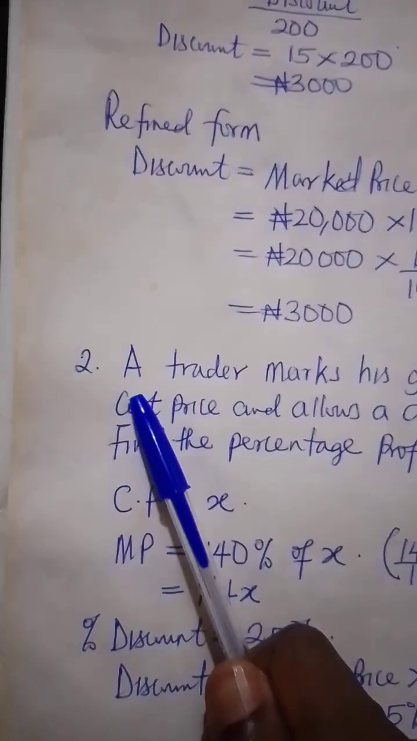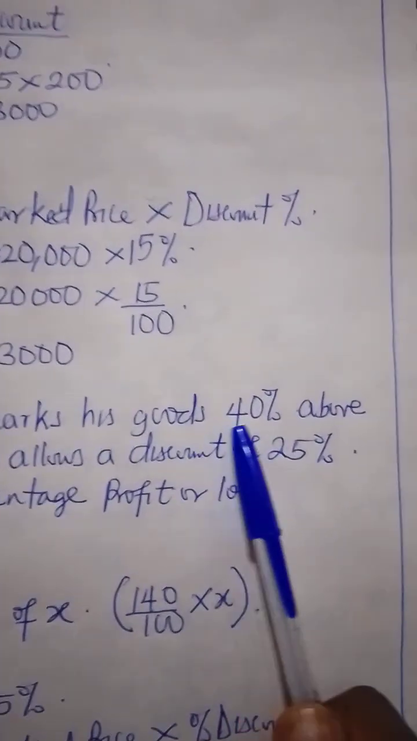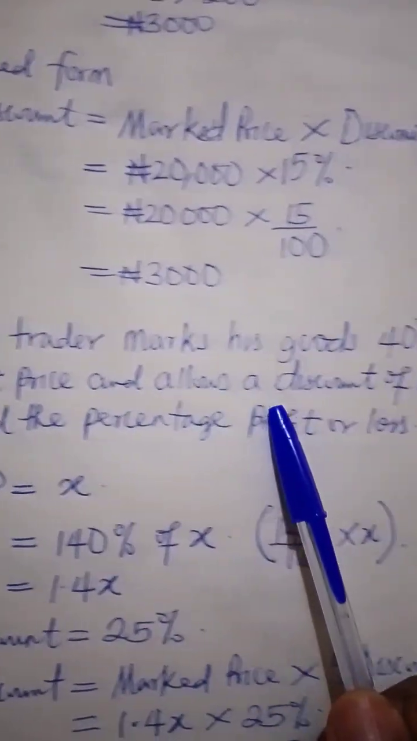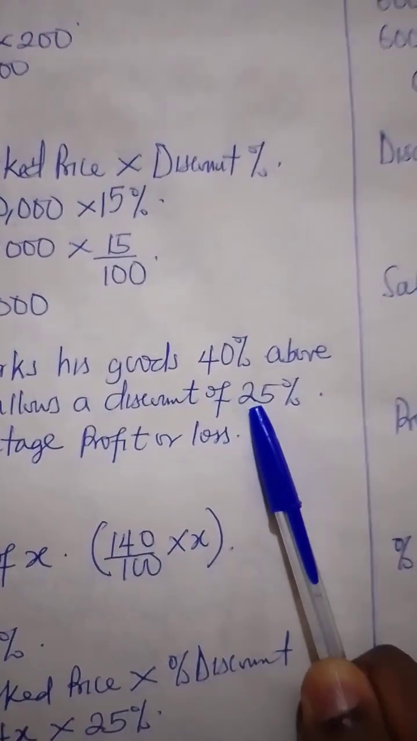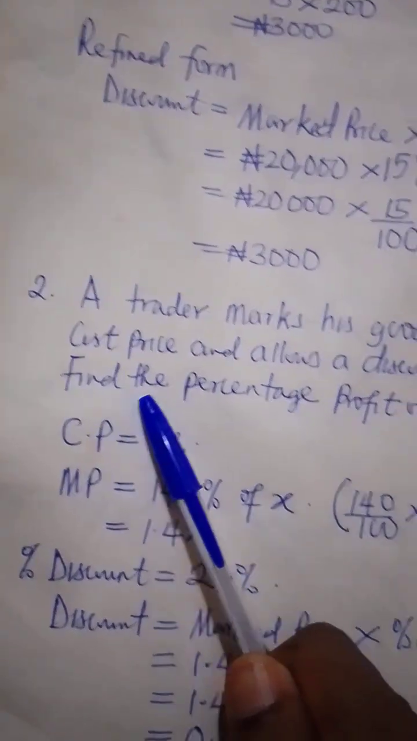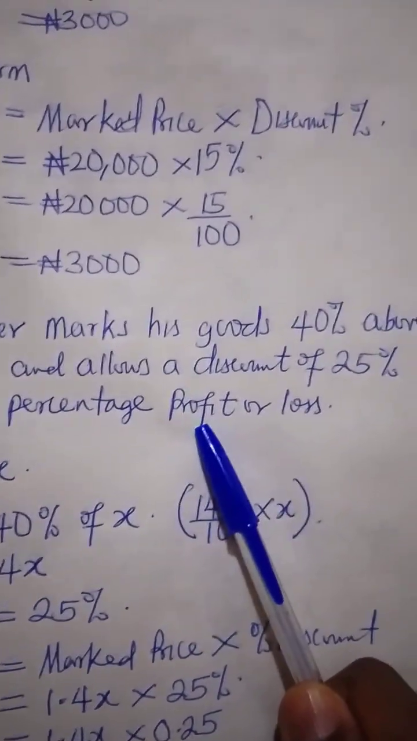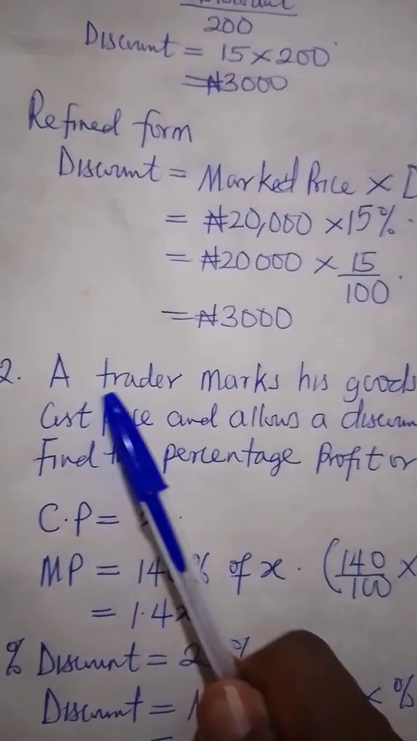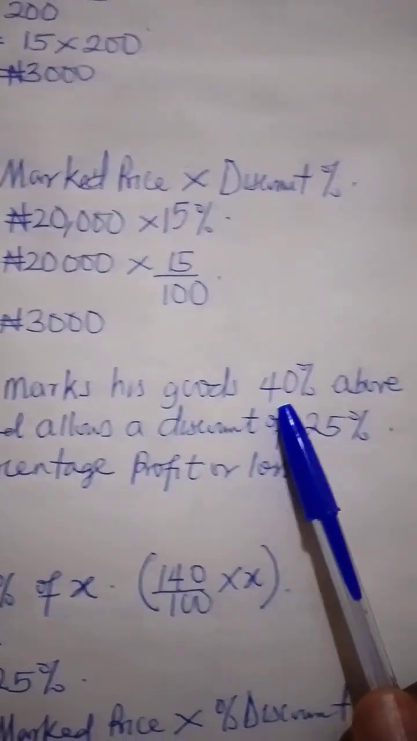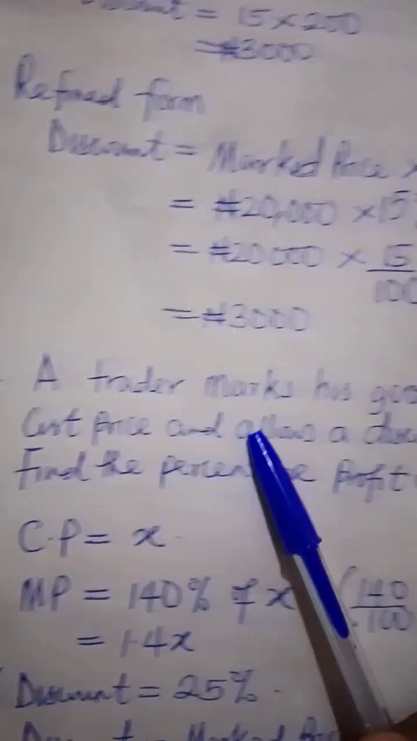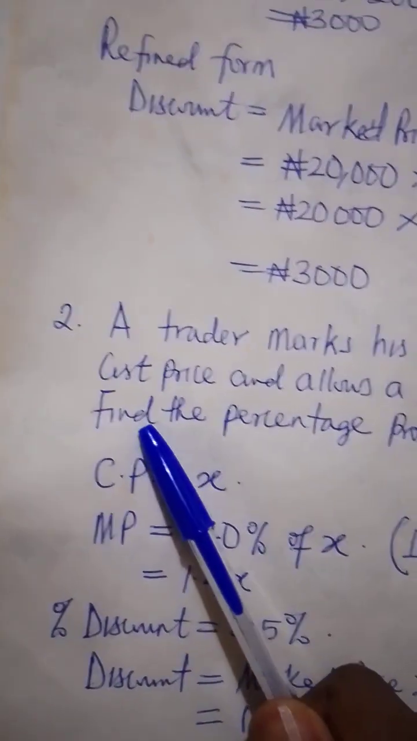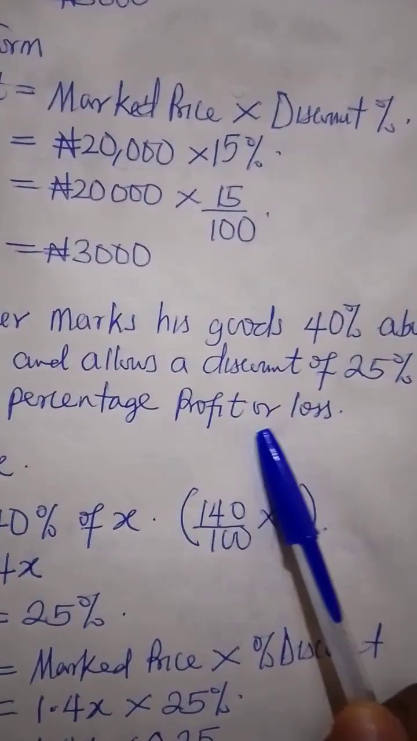Let's take question 2. A trader marks his goods 40,000 above cost price and allows a discount of 25%. Find the percentage profit or loss. So in this question, let's take the question again. A trader marks his goods 40,000 above the cost price and allows a discount of 25%. Find the percentage profit or loss.